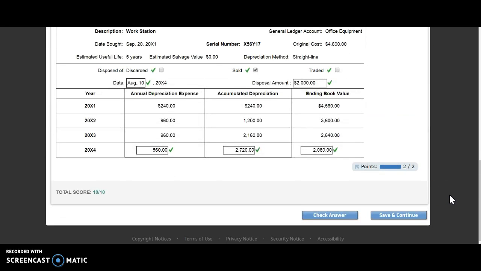So that is it for 19.4 work together. Do your 19.4 on your own and then go on to 19.5 lecture.